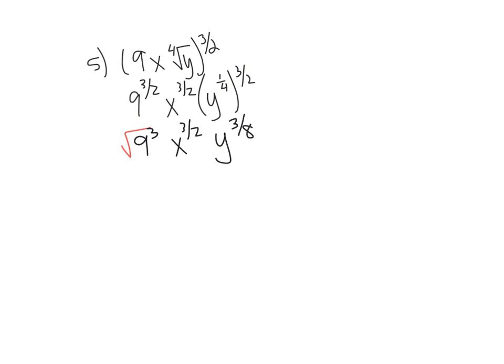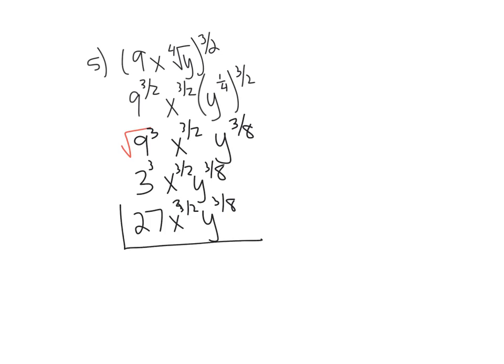So let's simplify. Well, I can do the root or the cube part first. So what's the square root of 9? Square root of 9 is 3. So this is really 3 cubed, x to the 3 halves, y to the 3 eighths. And what is 3 cubed? 3 cubed is 27. So final answer, 27, x raised to the 3 halves times y to the 3 eighths.